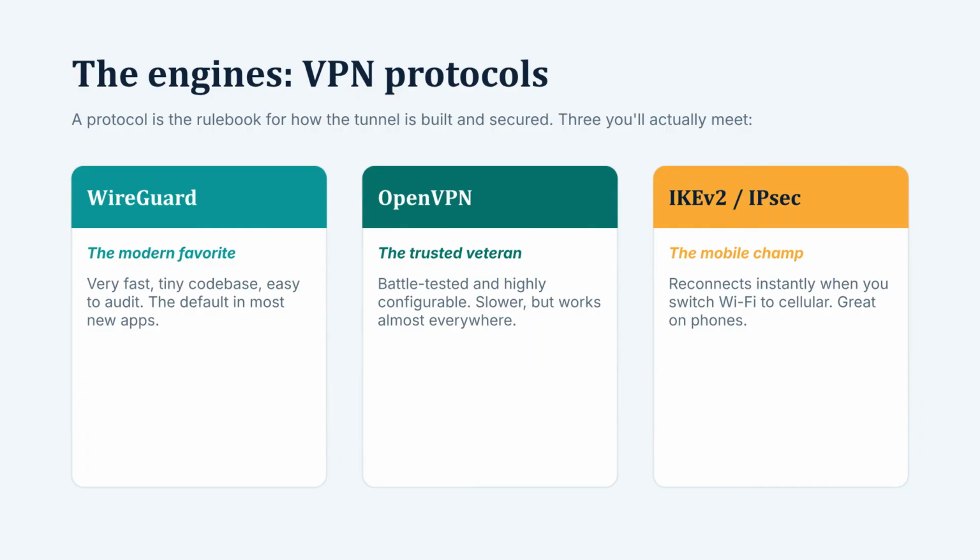A protocol, which serves as the rulebook for establishing a secure connection, is responsible for constructing the tunnel. Three primary protocols are commonly encountered. WireGuard is considered the modern standard due to its speed, efficiency, and ease of auditing. OpenVPN, regarded as a reliable and widely supported option, typically operates at slower speeds but is compatible with most platforms. IKEv2 with IPsec is particularly effective for mobile environments, as it can quickly re-establish connections when transitioning between Wi-Fi and cellular networks.